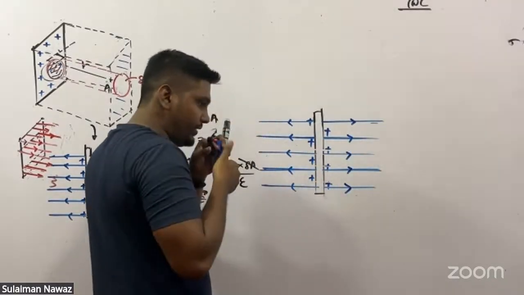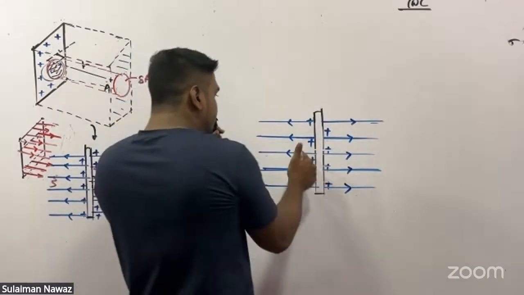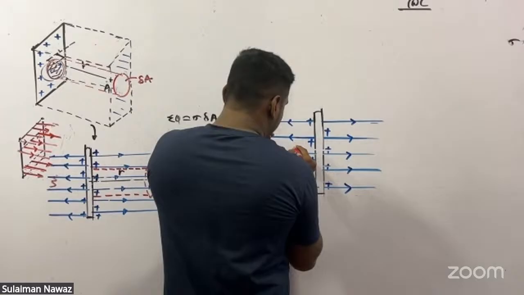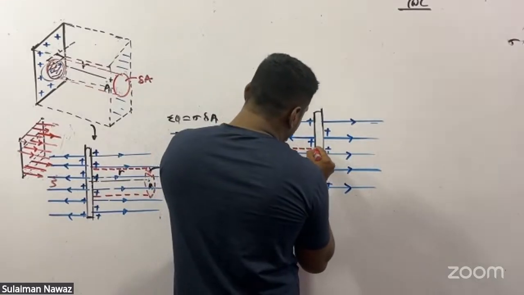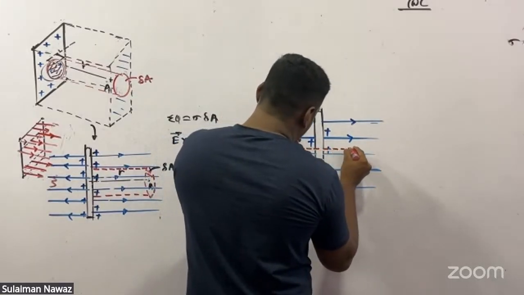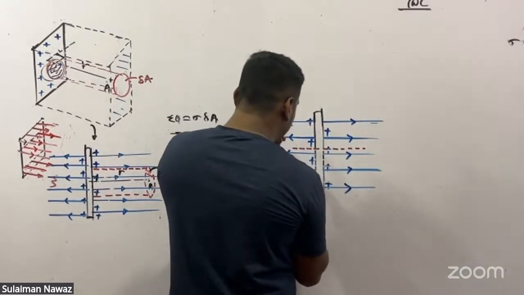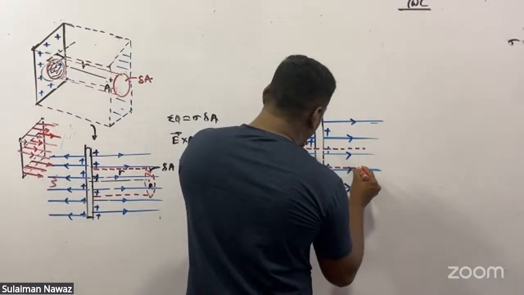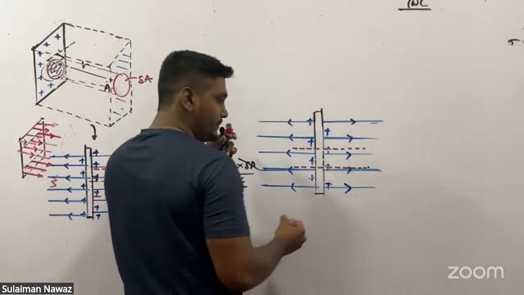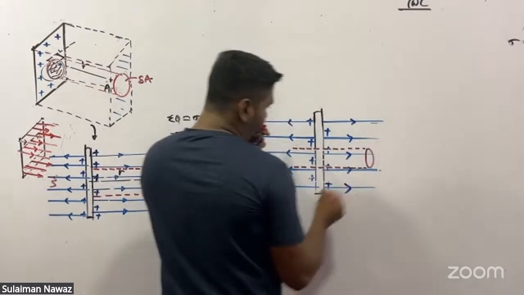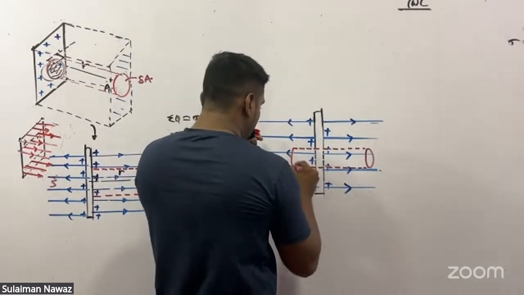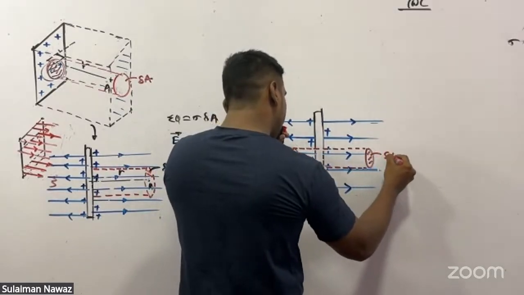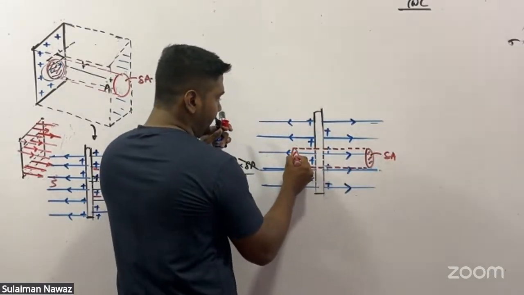Some people now consider the entire electric field line distribution from the plate, and again the Gaussian surface is going to be a circular area. I am drawing a cylindrical thing here, but don't misunderstand: the Gaussian area is not a cylindrical one, it is going to be a circular area. This time they are considering this area delta A, and this area is also going to be delta A.